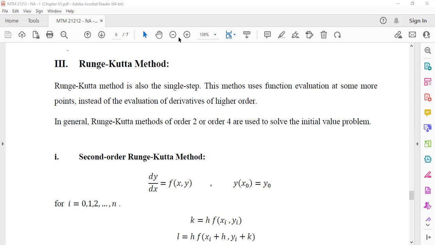Okay, so let me finish this one. The next method is called the Runge-Kutta method. There are 2 people, Runge as well as Kutta, who jointly found this method. It is also a single-step method. This method uses the function evaluation at some more points instead of the evaluation of derivatives of higher order.